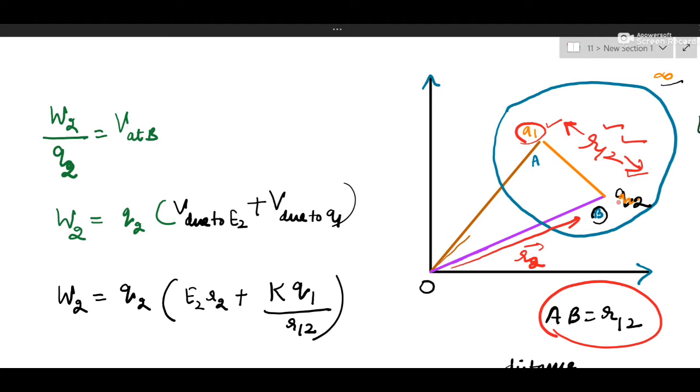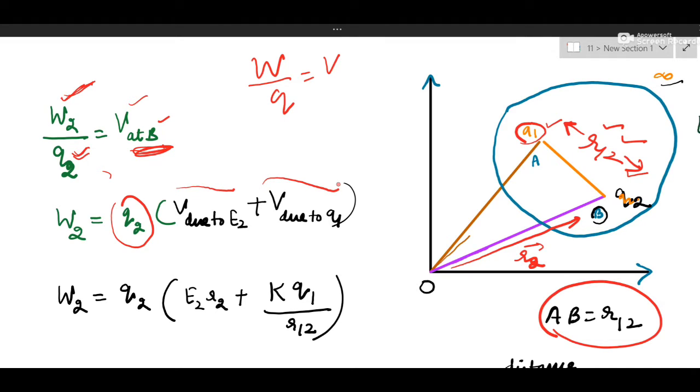The second work done, by the second charge, is equal to the potential at B. The general formula is W by Q equals V. So W2 is equal to the potential at B, with Q2 coming to this side. Now how can we write the potential at B? The potential at B will be the potential due to E2 plus the potential due to the first charge. E2 is the electric field at B. So E2 will exert potential at B, and Q1, which has already come before Q2, will also exert potential.